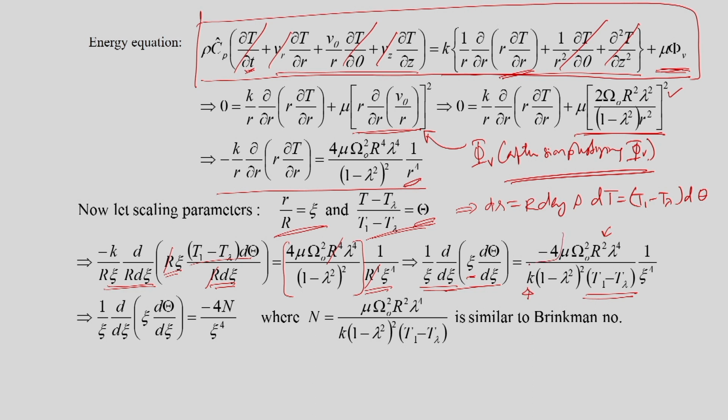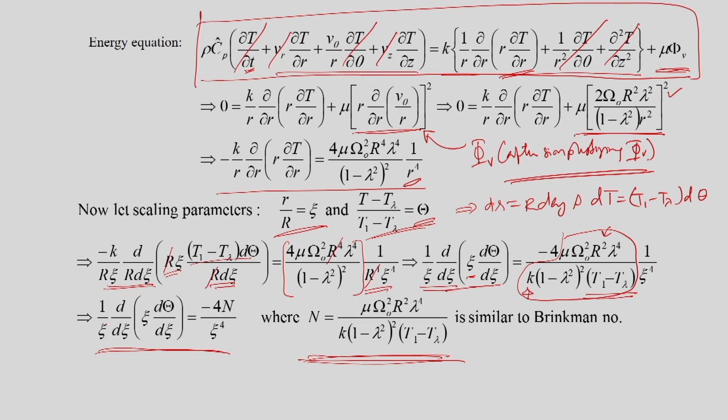These things you can take as some constant n, which is similar to the Brinkmann number that we have seen for one of the previous problems for the viscous dissipation case. Here also viscous dissipation is there because of this additional term. It is not exactly the Brinkmann number, but it is similar to that one. So this equation becomes 1 by ξ d by dξ of (ξ dΘ/dξ) equals minus 4n by ξ⁴.